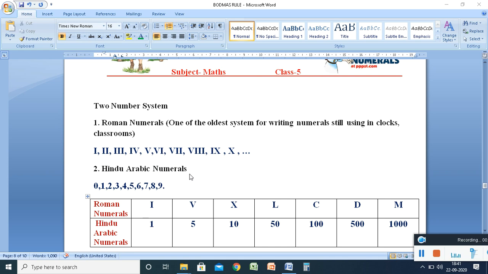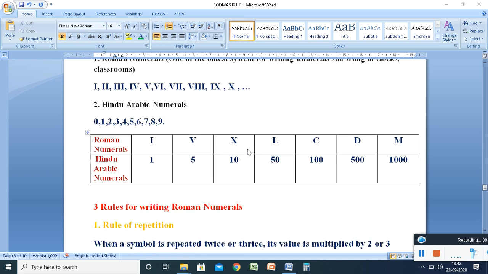Indo-Arabic numerals are what we are using now, the numbers from 0 to 9. And Roman numerals are one of the oldest methods, which the Romans found. Now also we are using them in clocks, watches, and some classroom boards, with letters like I, V. So these are the Roman numerals. Let's compare them. Look at the table here.